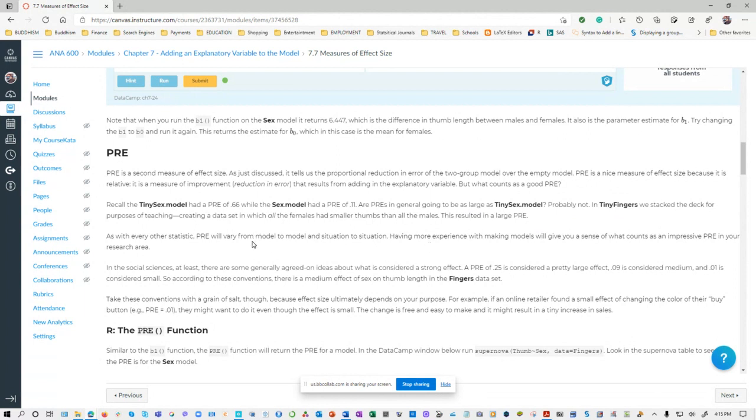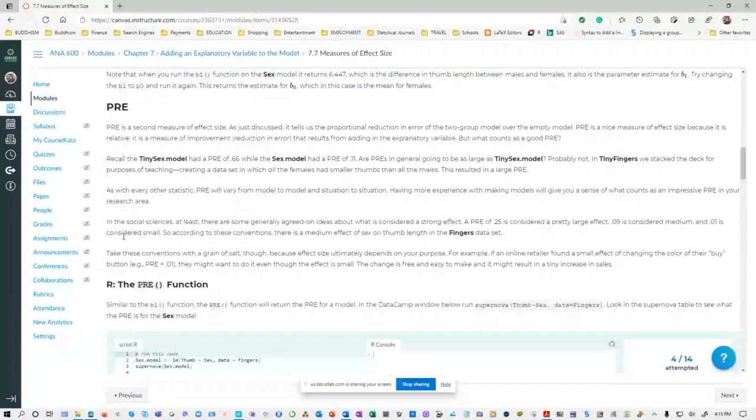As with every other statistic, PRE will vary from model to model and situation to situation. Having more experience making models will give you a sense of what counts as an impressive PRE in your research area. In the social sciences, at least, there are generally agreed-on ideas about what is considered a strong effect. A PRE of 0.25 is considered a pretty large effect, 0.09 a medium effect, and 0.01 a small effect.